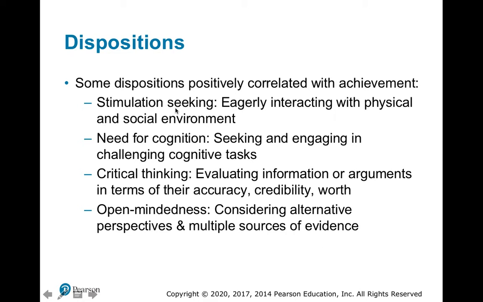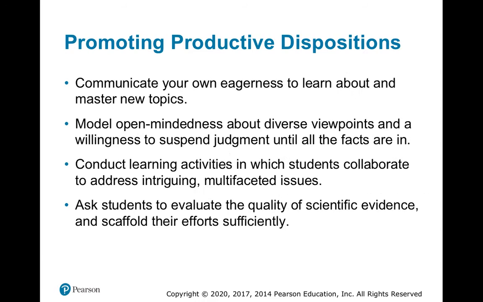So, the first one is stimulation seeking. Eagerly interacting with physical and social environment. Second, need for cognition. Seeking and engaging in challenging cognitive tasks. Critical thinking. Students evaluating information, arguments in terms of their accuracy, credibility, and also be open-minded. Considering alternative perspectives and multiple sources of evidence. So this is the disposition that will help students learning and increase their achievement.